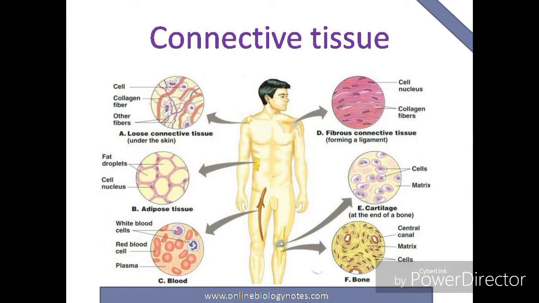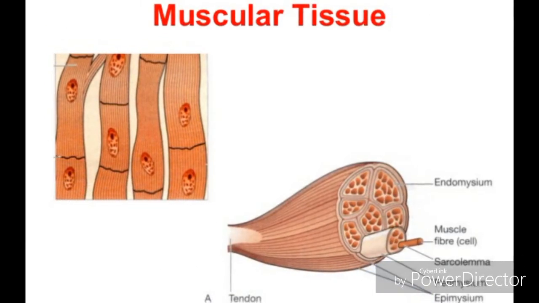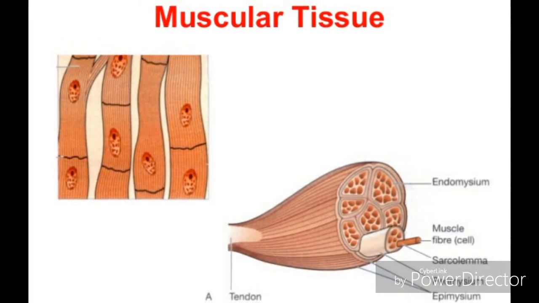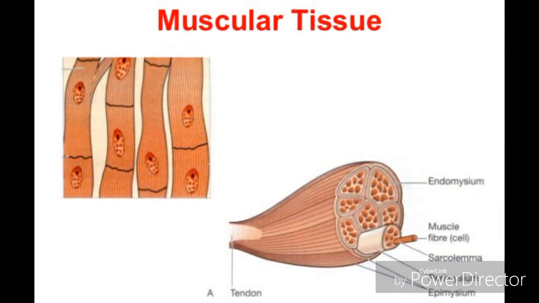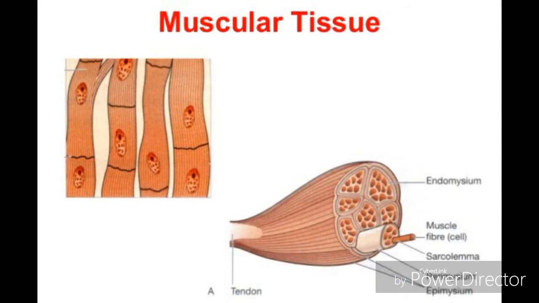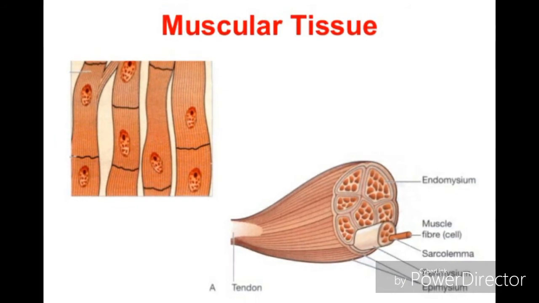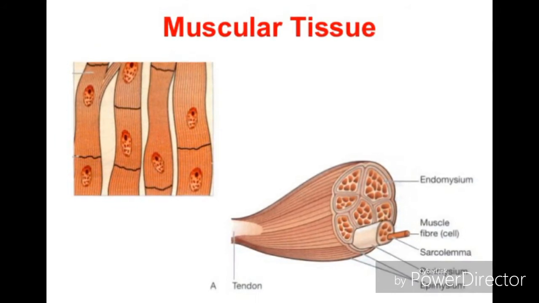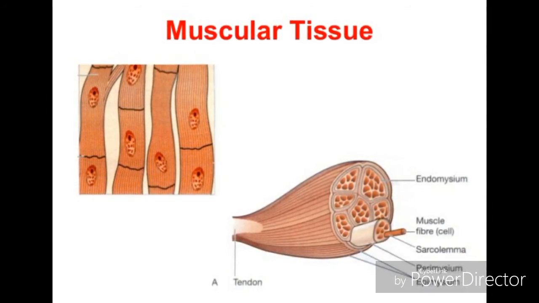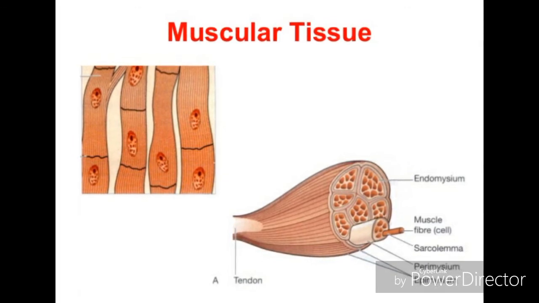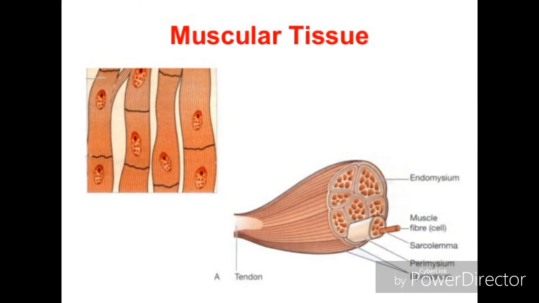Then we will move towards muscular tissue. Muscular tissue consists of elongated cells called muscle fibers. This tissue is responsible for movement in our body. Muscles contain special proteins called contractile proteins. Muscles present in our limbs move when we want to move them. This is because of voluntary muscles. These muscles are called skeletal muscles as they are mostly attached to the bones and help in body movements.